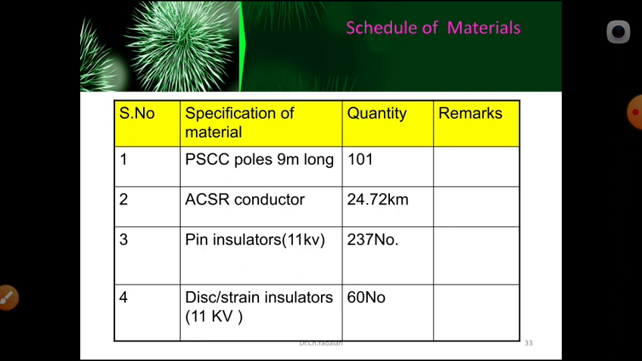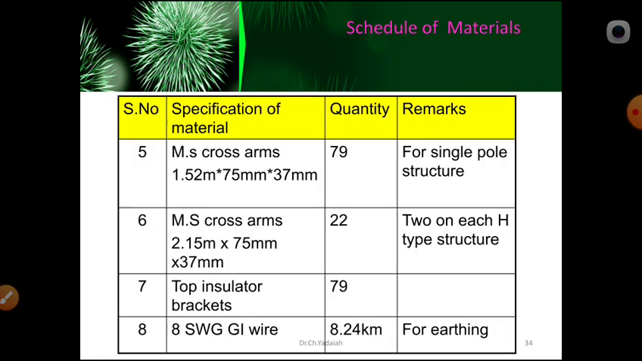Same as in the previous case, we get similar tables. The PSCC poles, 9.1 meters long, 101. ACSR conductor 24.72 kilometers. Pin insulators 237 numbers. Disc insulators 60 numbers. And next, MS cross arms. Two types of MS cross arms we are using: 79 for single pole structure and 22 for H type structures. And top insulator brackets, 79.